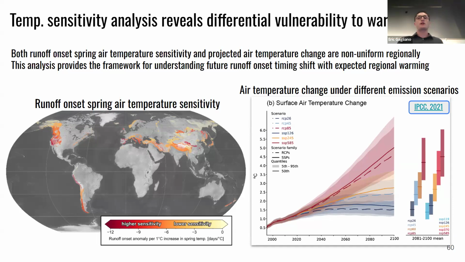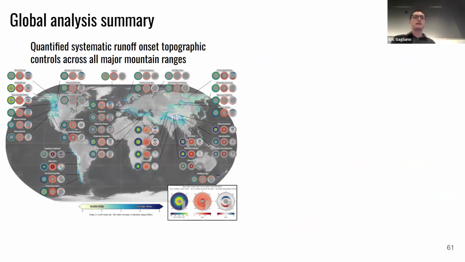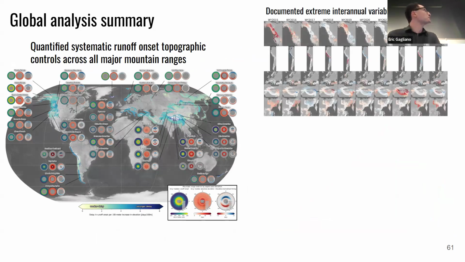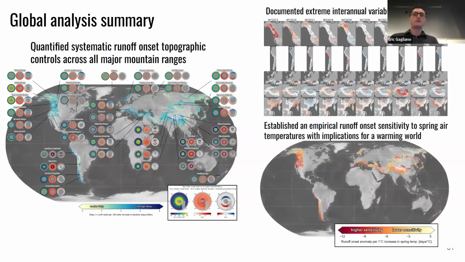But more than anything else, this framework is going to enable comparative vulnerability assessments for different mountain ranges. That's stuff that we're still working on. So just a summary of all of this work here. We were able to look at 150 major mountain ranges, and we were able to document the different topographic controls for each of these. We're able to look at some of the runoff onset timing anomalies between different mountain ranges. And we were able to establish some empirical understanding of sensitivity to air temperature.